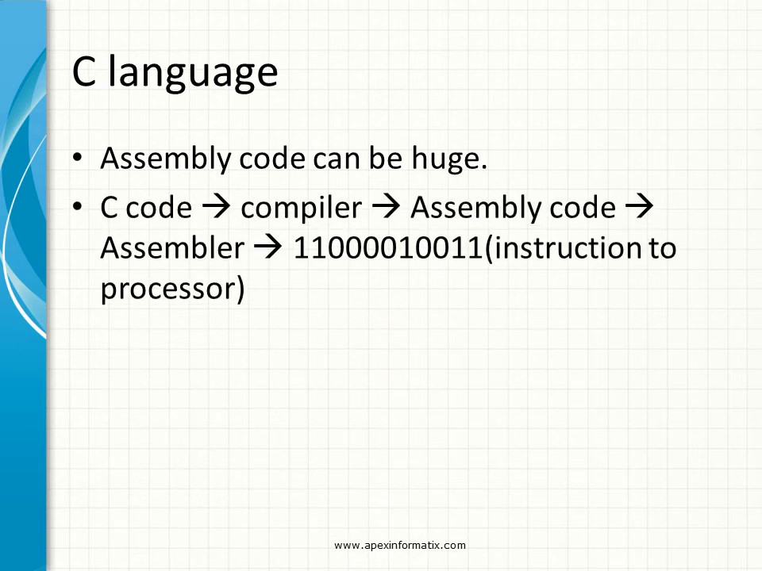Now, how does C code work? C code is changed into assembly code using a compiler. So, whenever a programmer writes C code, it is fed as input to another program known as a compiler. The work of the compiler is to change this C code into assembly code. The rest of the flow remains the same.